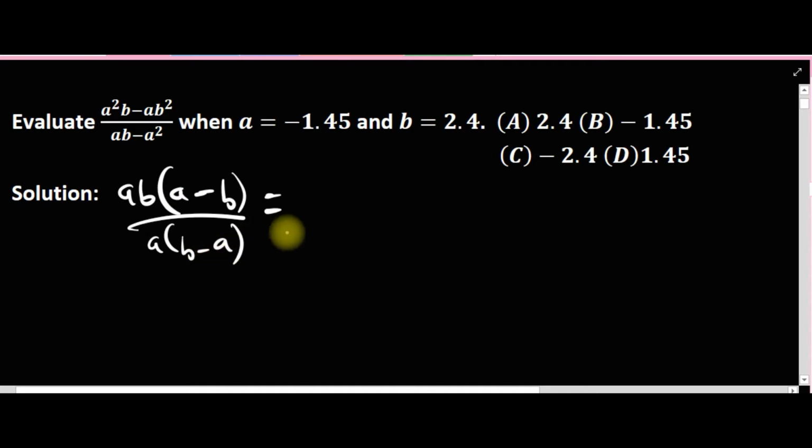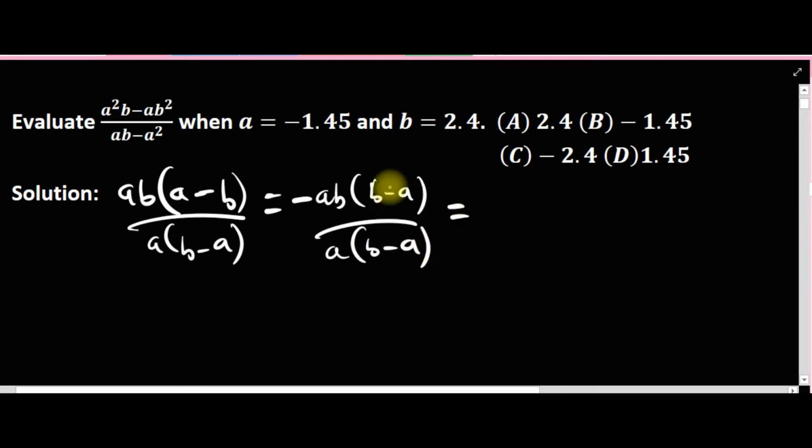We have B minus A, so we can bring out the minus. So we have minus AB, B minus A over A, B minus A. The two are the same, so they are gone. A, so we are left with minus B. So the answer is minus 2.4.